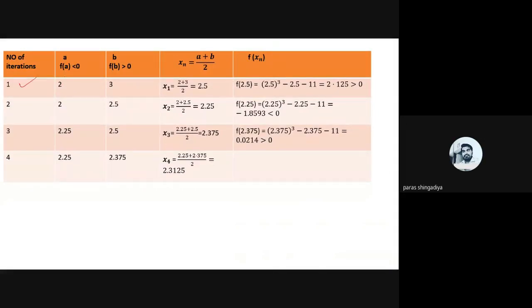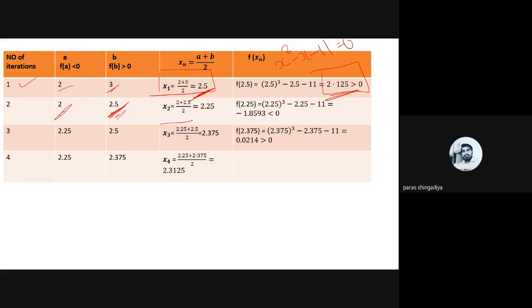In the first iteration we consider 2 and 3 as a and b. Then take the average, which gives 2.5, and then check the output at 2.5, which will be 2.125. Just replace 2.5 in this function, x cube minus x minus 11 equal to 0, and we can easily solve it using a scientific calculator. So it is positive. In the next iteration we'll replace 3 with 2.5, and 2 stays as it is.